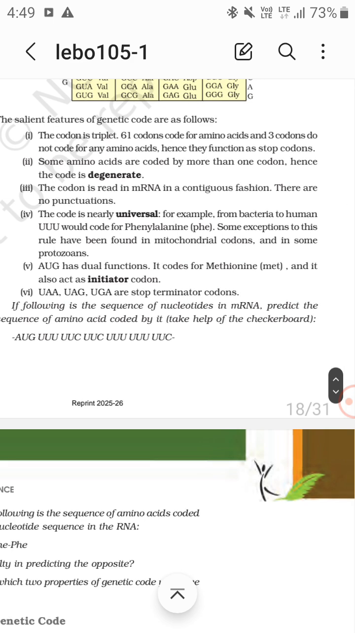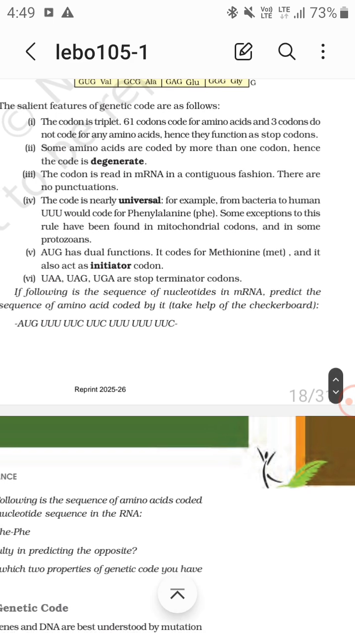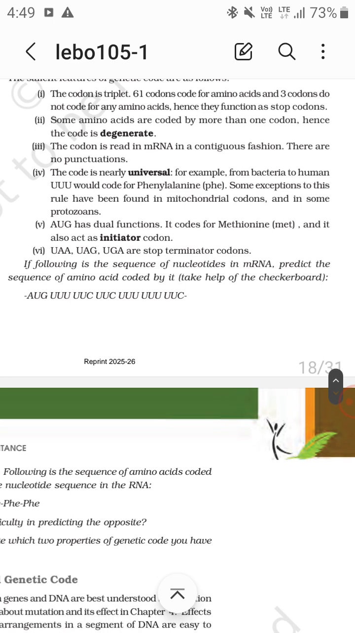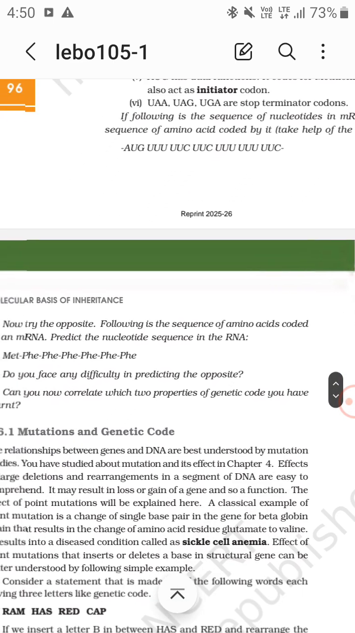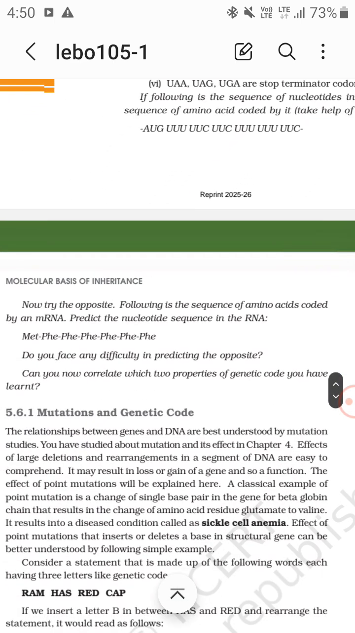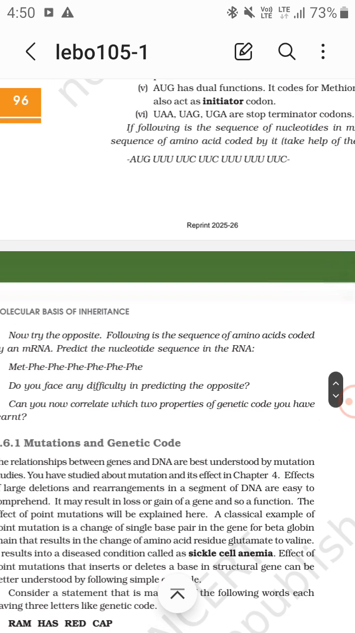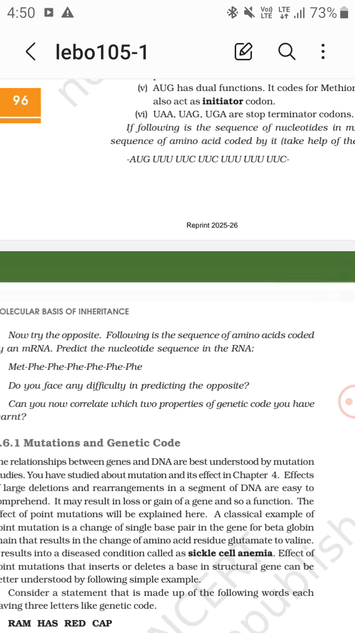UAA, UAG, and UGA act as stop or terminator codons. If the following is the sequence of nucleotides in mRNA, predict the sequence of amino acids coded by it. AUG is for methionine, then UUU is phenylalanine, UUC is phenylalanine; UUC, UUU, all these are phenylalanine.